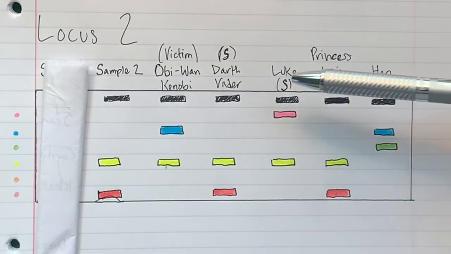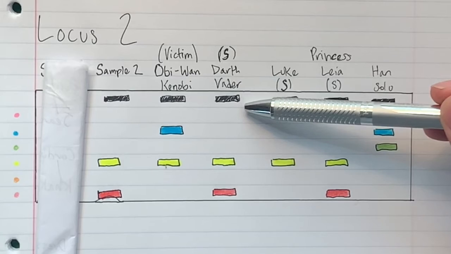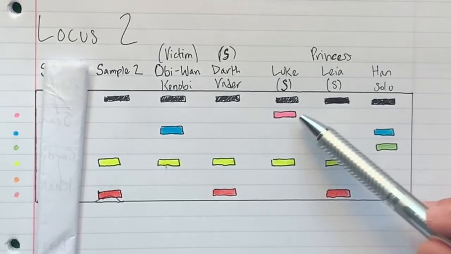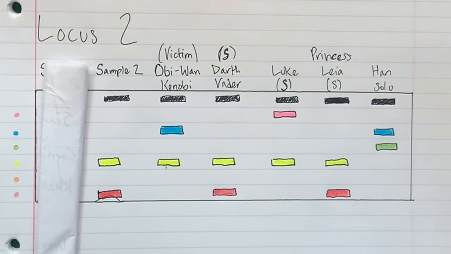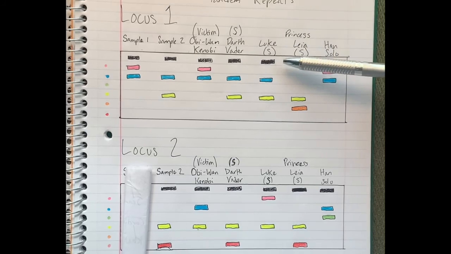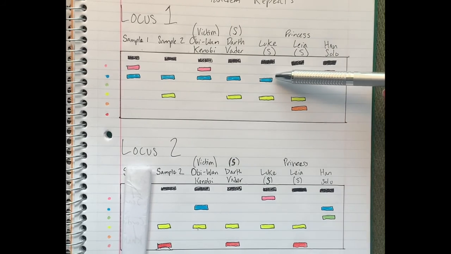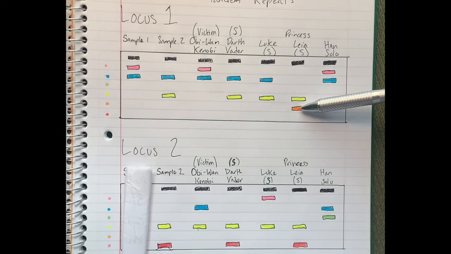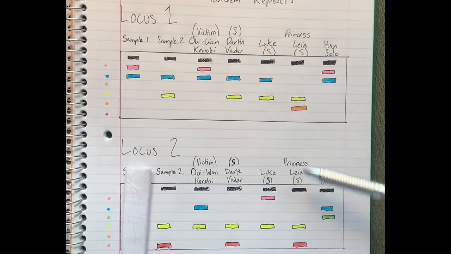So we can determine that Darth Vader is indeed the perpetrator of the crime, and we can determine that both Luke and Leia are his children because at each locus he is donating one allele to both of them. So not only have we verified that Darth Vader is actually the perpetrator behind the crime, but we can also verify he is indeed the father of both Luke and Leia.